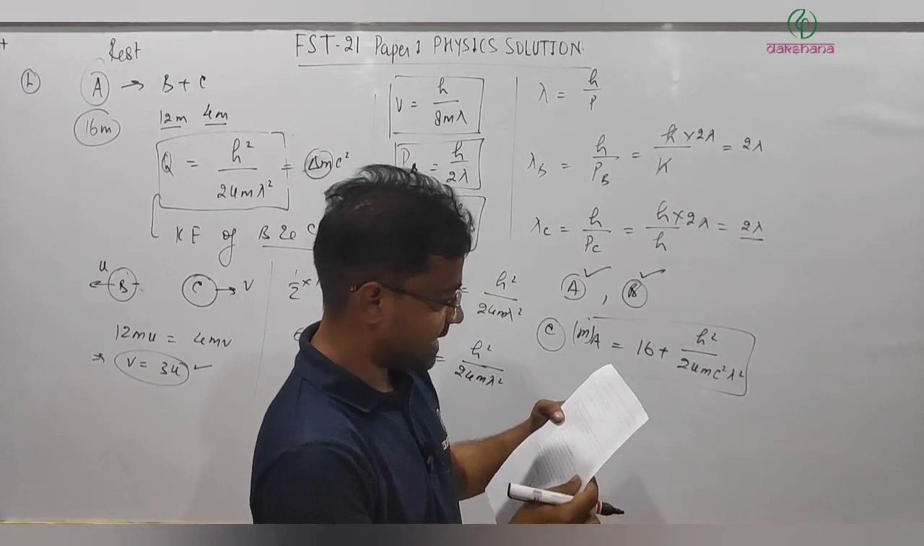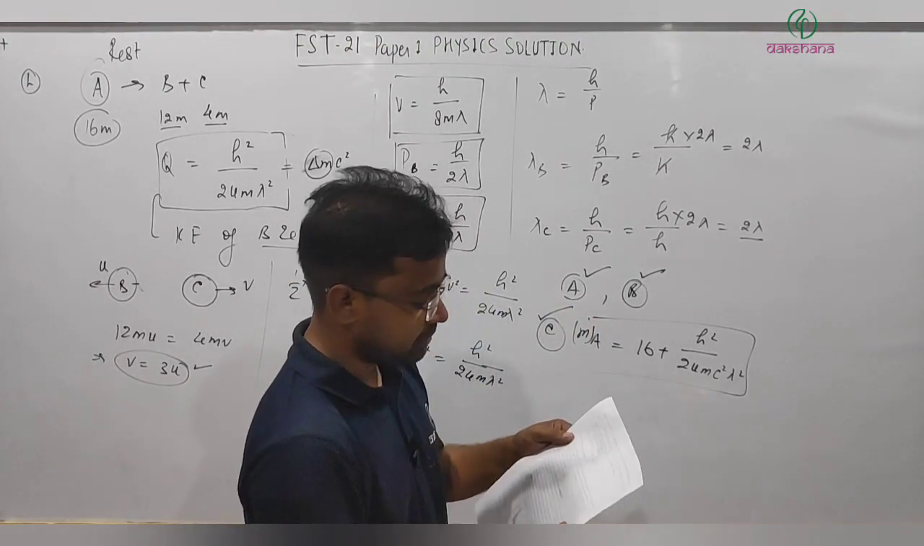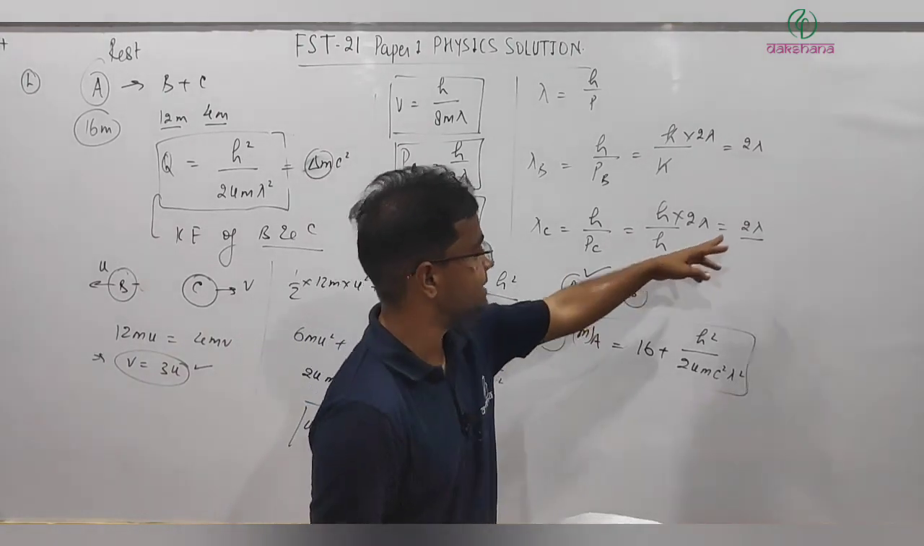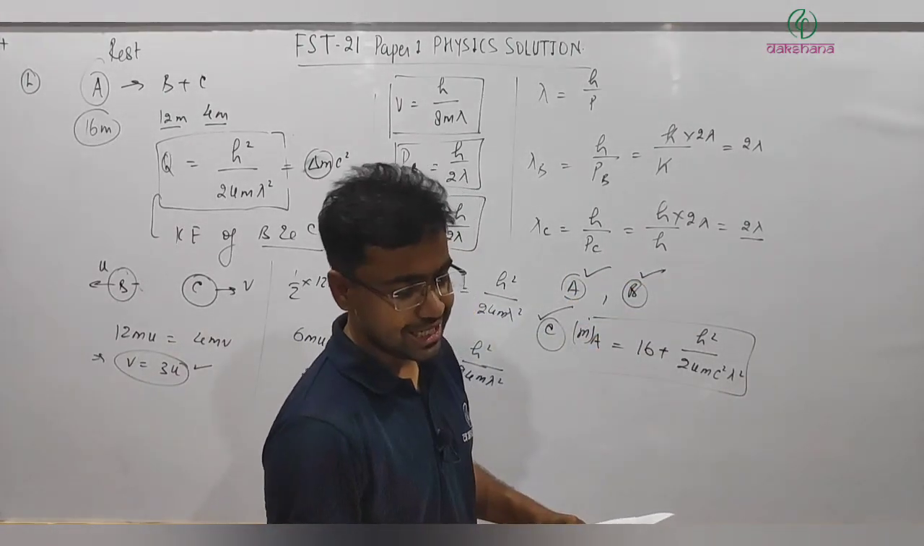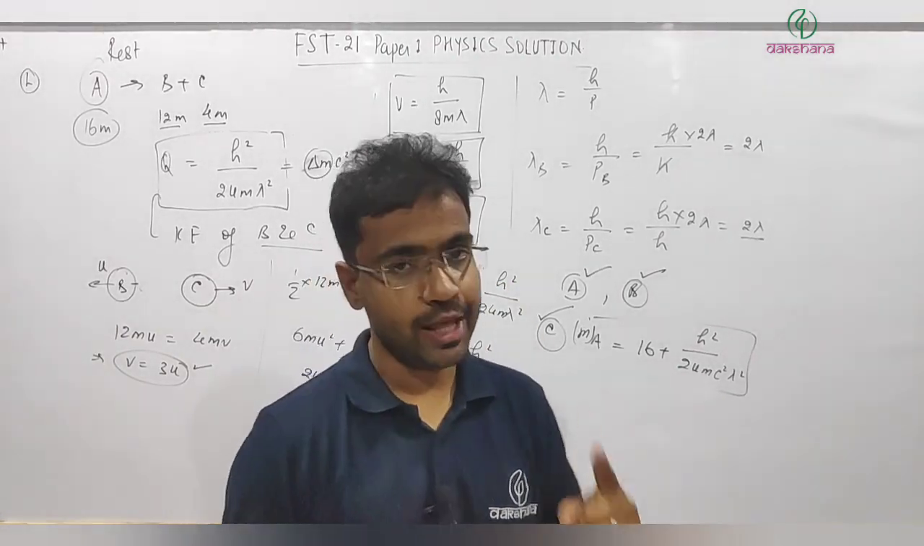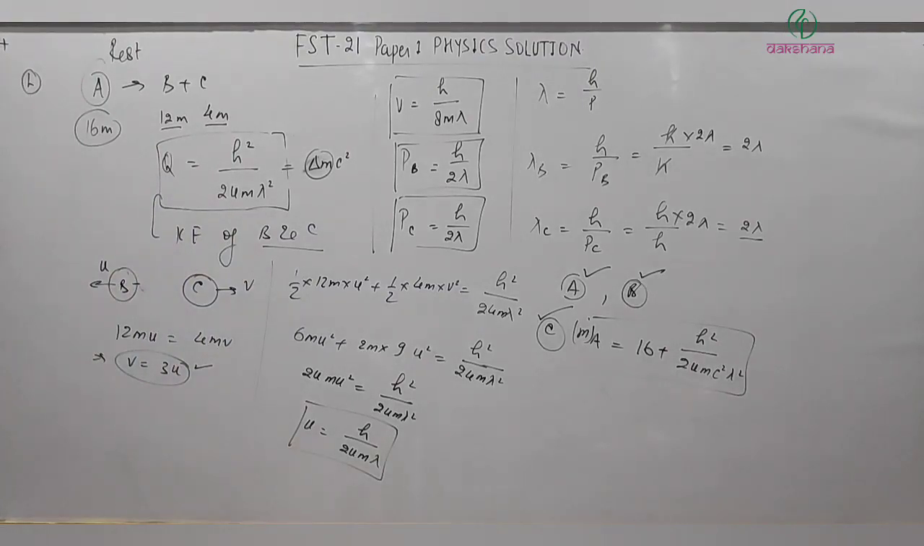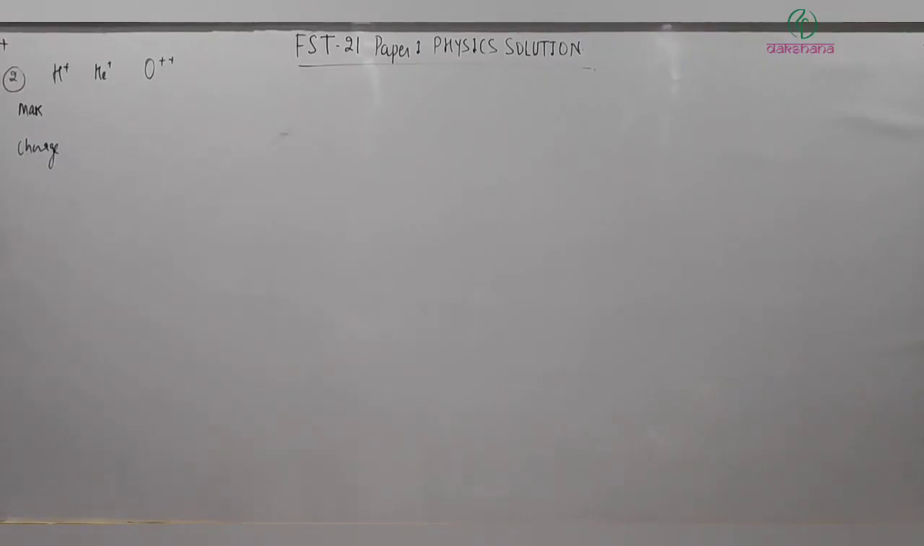So with that, your option C also matches, correct. This is the de Broglie wavelength of C that we have already calculated, that is coming out to be 2 lambda. So option D is not correct. So for question number 1, the answer is A, B and C. Let's see the next question, question number 2.